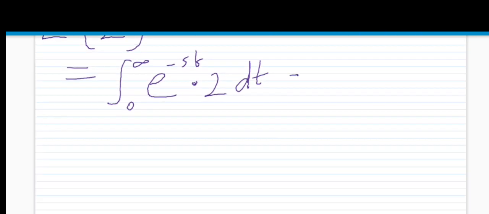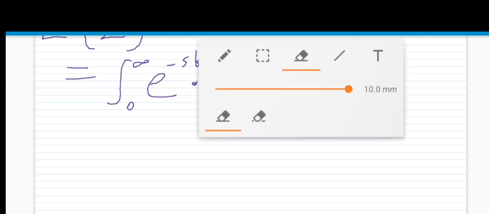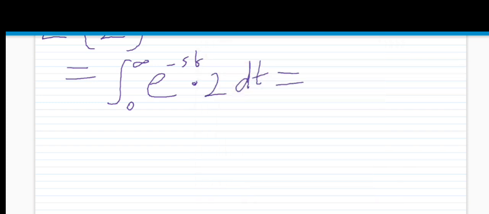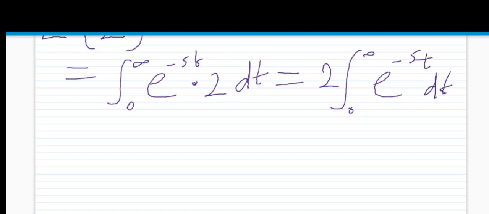That will give us, now integrating this function here, the best way to proceed would be to, since we have two variables here, simply bring out the 2. We bring out this, and then we'll have equal to 2 integral from 0 to infinity e raised power minus st dt. That will give us 2.